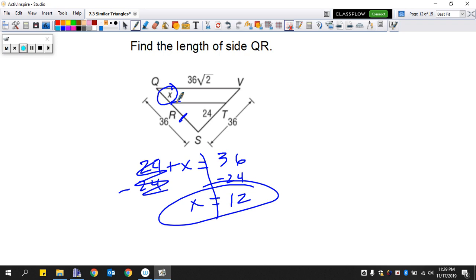You could also set it up as 24 to 36 is equal to 36 minus x. Well, the way that I did it is actually quite a bit easier, so we're not going to worry about that other way.